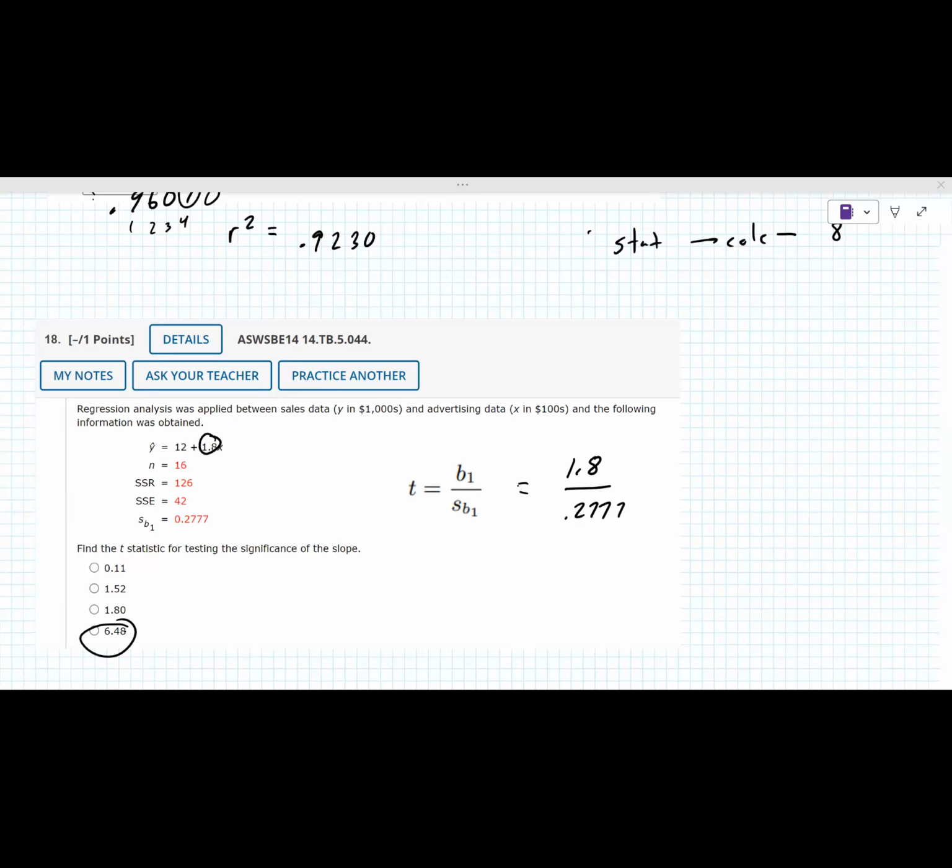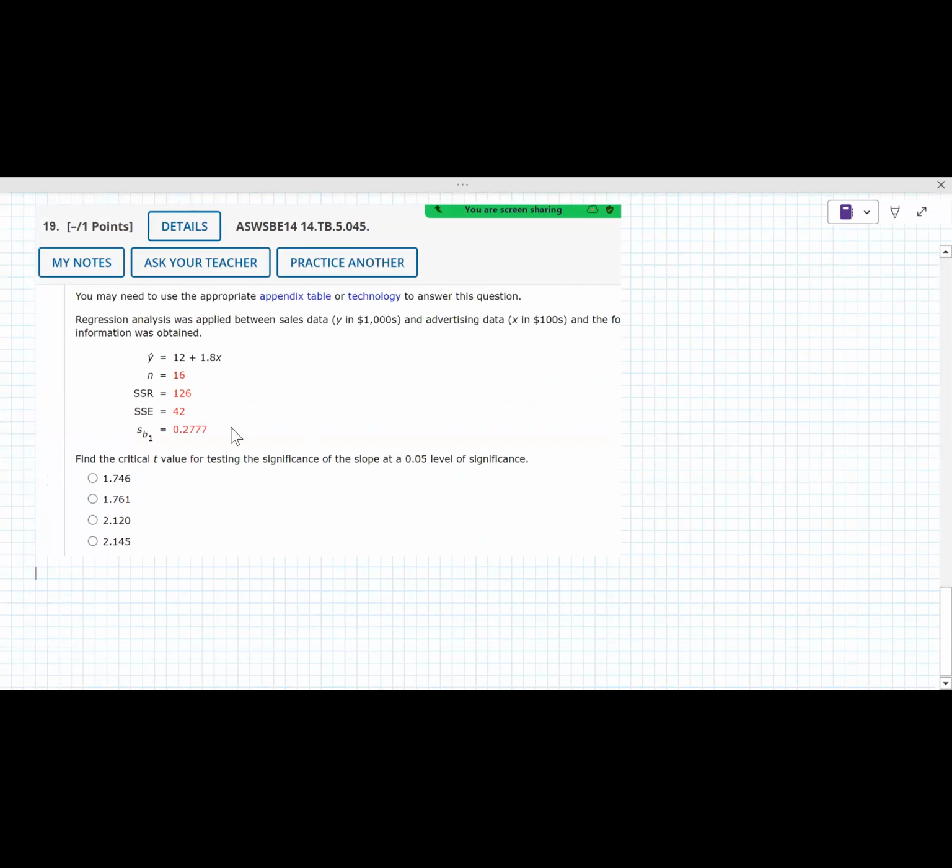Okay, so 19 is different. You have to find the critical value this time. Let me go ahead and snip that in. All right, this time it says find the critical value, so it has nothing to do with what we just did. The critical value is based on the T distribution and the degrees of freedom. So the degrees of freedom is n-1, so in this case, it's 15.